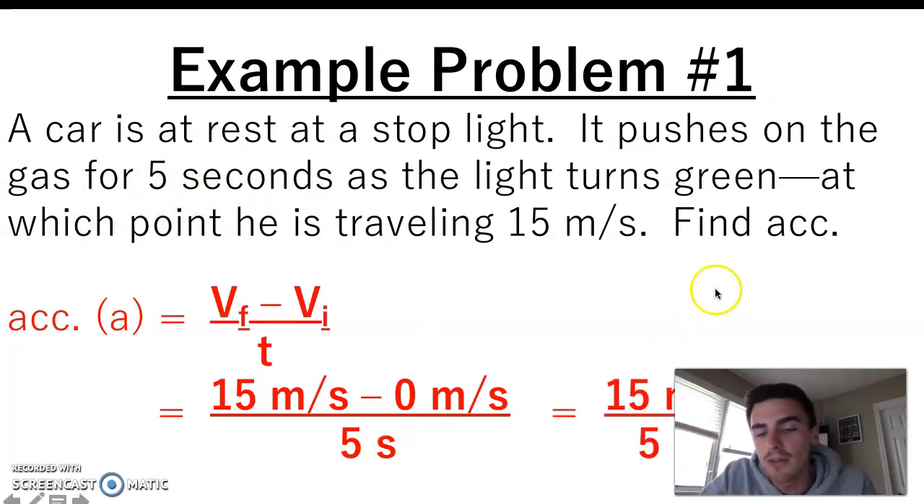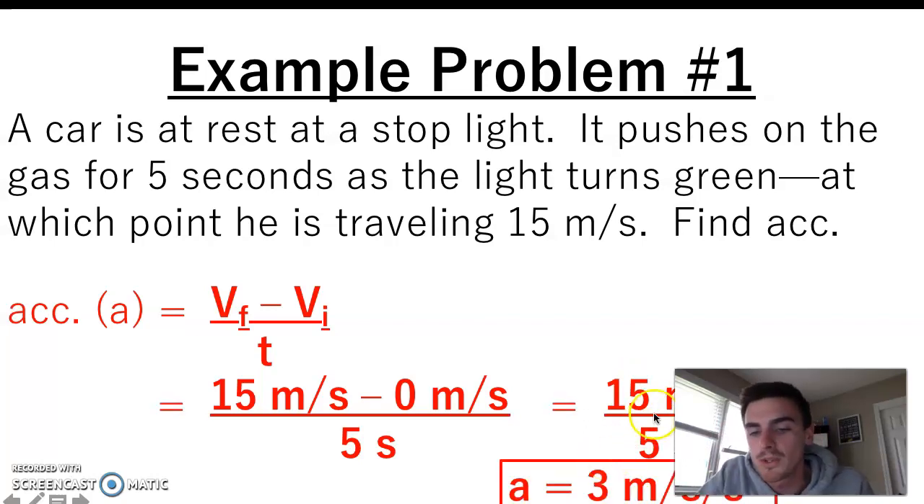If I solve that now, here's my units, and those seconds don't cancel out because this technically is the top of its fraction, and this is the bottom of its fraction. So we solve 15 divided by 5 is 3, and our units are meters per second per second. What this is saying is that every second that passes, the car is going 3 meters per second faster than it was. That's how its velocity is changing, and it's positive because it's speeding up.